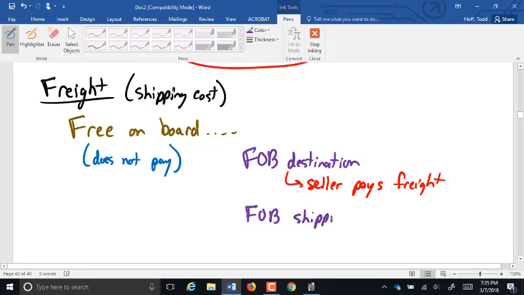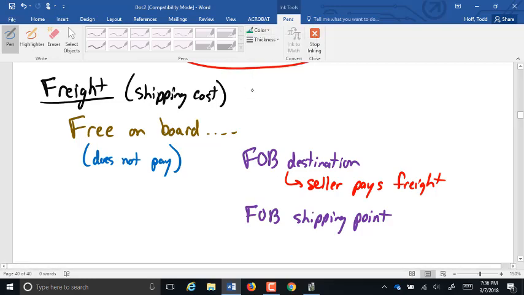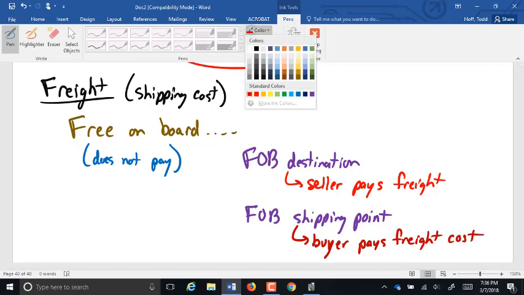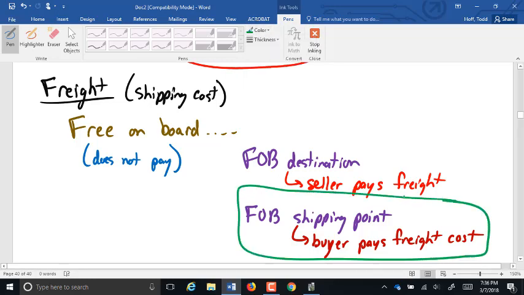FOB, shipping point. The shipping point is where it starts at. Well, that is where the seller is, which means it's free to the seller. So the buyer pays the freight costs. In about 99% of all transactions, the buyer is going to pay the freight costs.